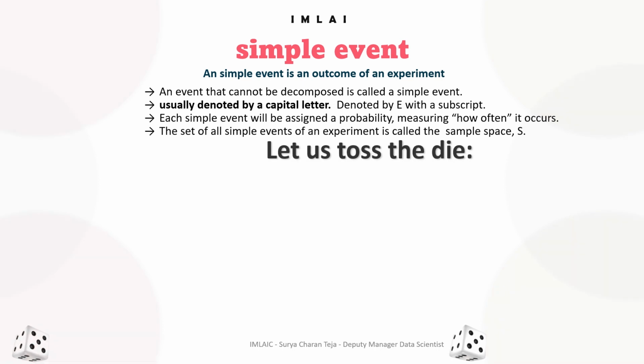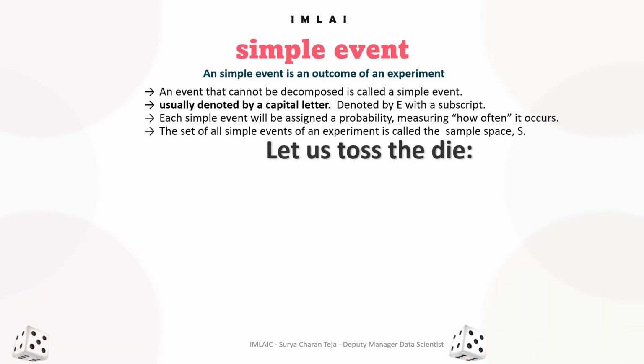So let's look at the simple event in a much simpler way, and understand it using an example. A simple event is an outcome that can result from a single probability experiment. The simplest definition: a simple event is an outcome that can result from a single probability experiment. So it's a basic indivisible event that cannot be broken, that cannot be decomposed into smaller events. I hope it's clear for you now.